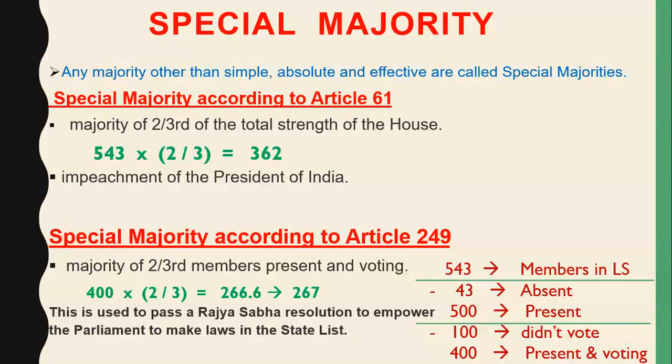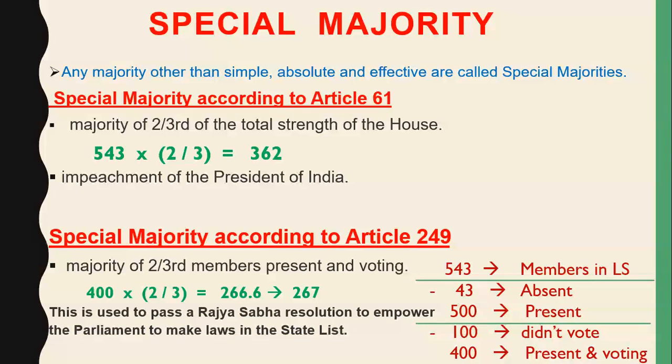So how many members voted? How many members were present who actually cast their vote? 400 members were present who actually cast their vote. So these members will be called present and voting. Now we will calculate 2/3 of this present and voting.